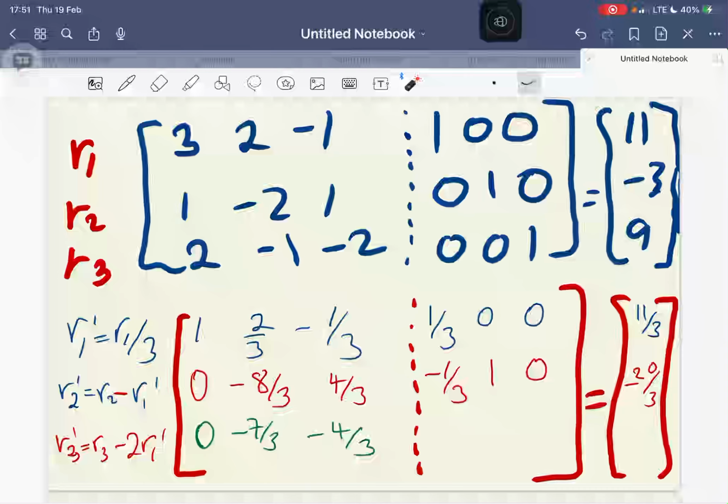So we now move to the next column, which is our 0 here. What we have is 0 here. 0 minus 1 over 3, right? 0 minus 2 times 1 times 2.